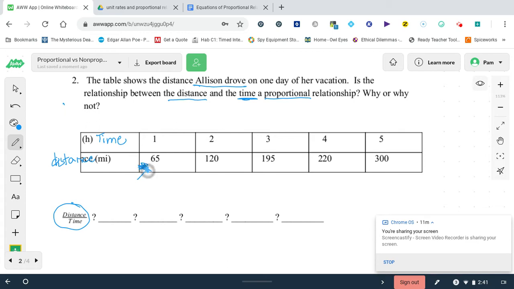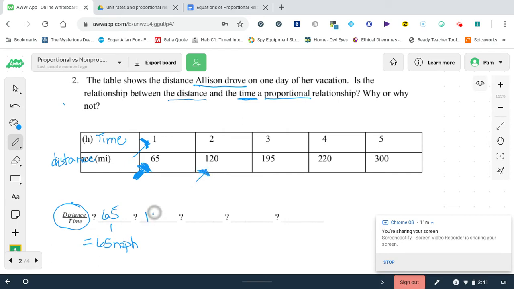All right, so all we're going to do is take each one of these, the distance, and divide it by the time, okay? So the distance here is 65 miles. Someone went 65 miles, and they went that far in 1 hour. So 65 divided by 1 is, I'm going to put 65 mph for 65 miles per hour. All right, now we're going to take a look at this one.